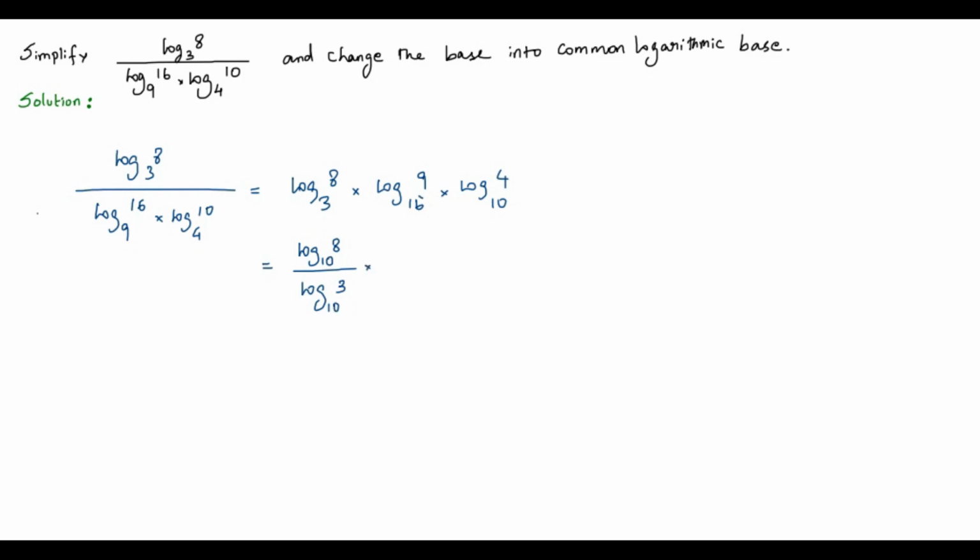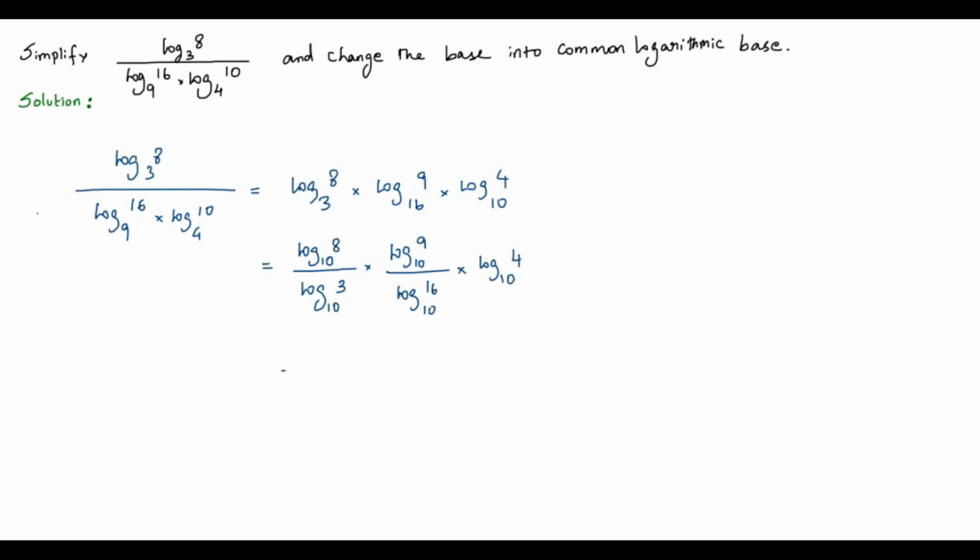In the same way we have to change the base of the second logarithm into common logarithmic base 10. So I'll be getting log 9 to the base 10 divided by log 16 to the base 10. I don't have to do anything with the third logarithm because it already has base 10.